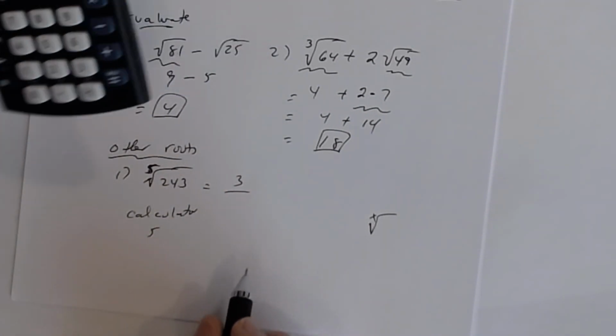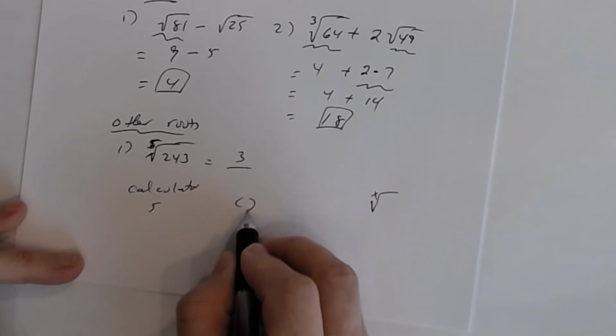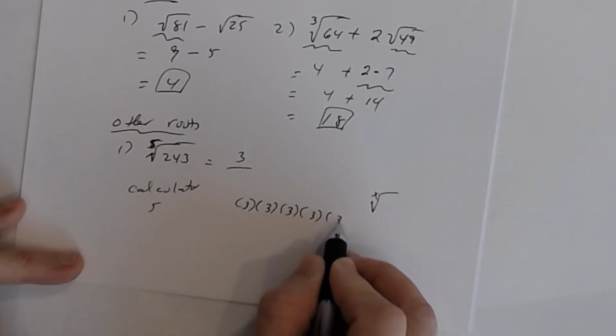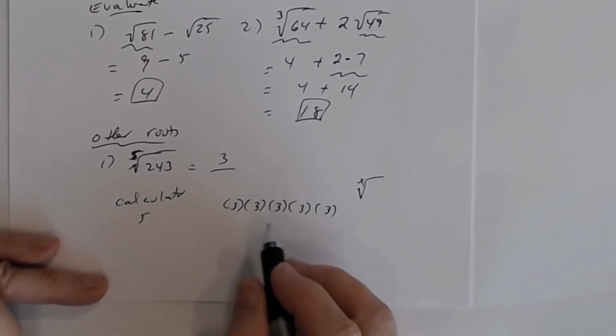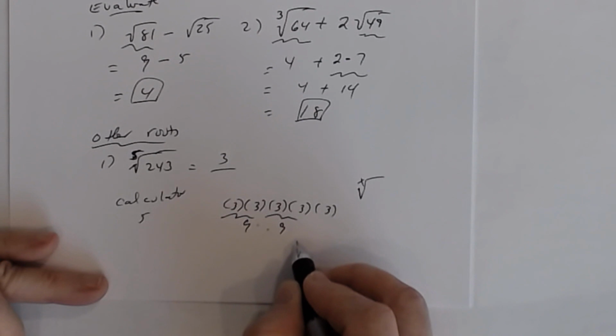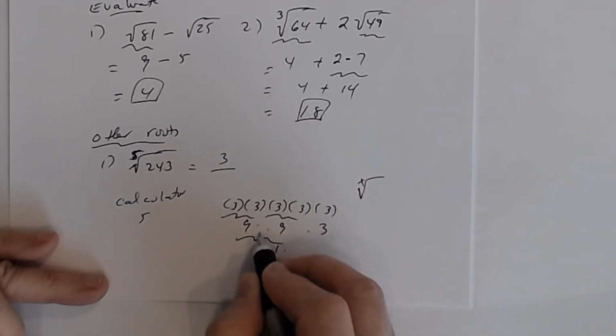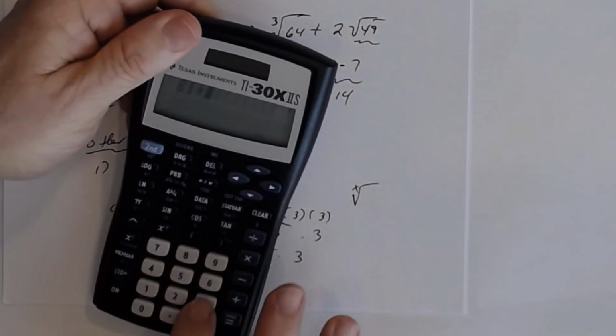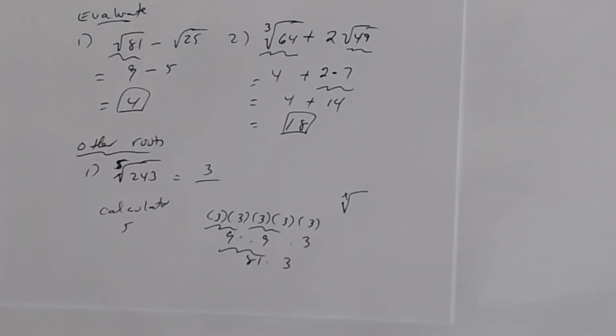This is 3. And it makes sense because 3 times 3 times 3 times 3 times 3: 3 times 3 is 9, and then times 3 is 27, well, 9 times 9 is 81, and 81 times 3 is 243. And that's what we wanted. All right, so the fifth root of 243 is 3.